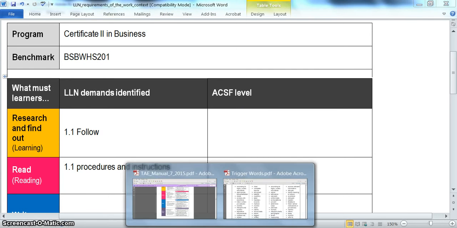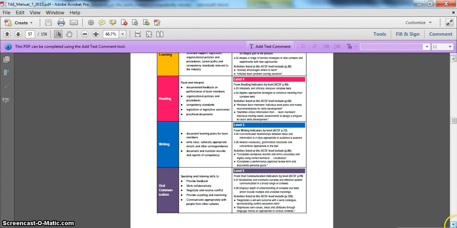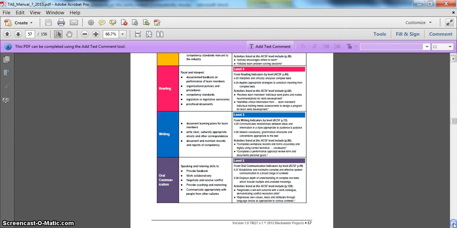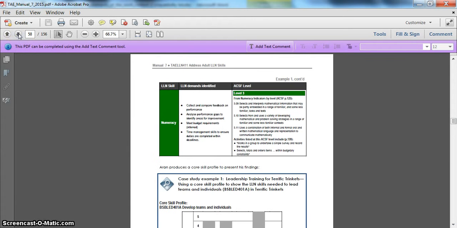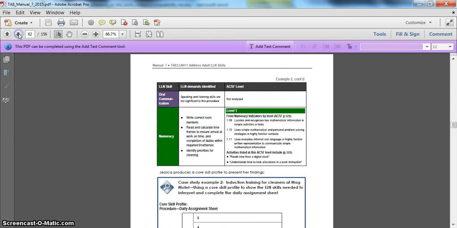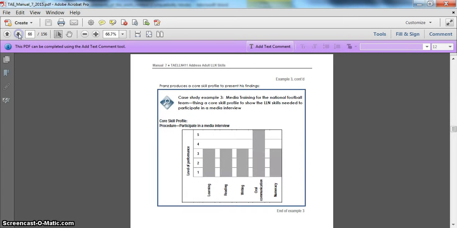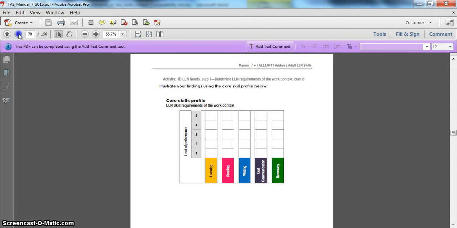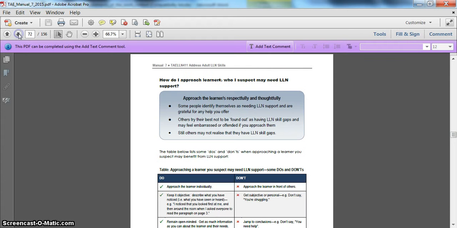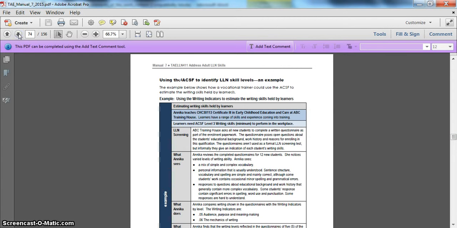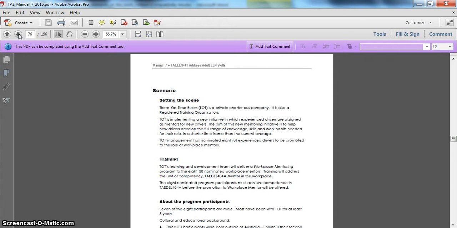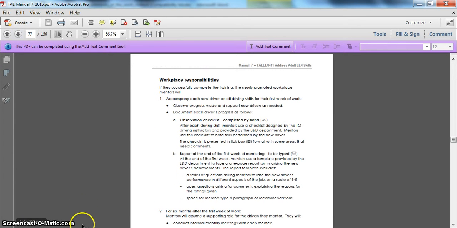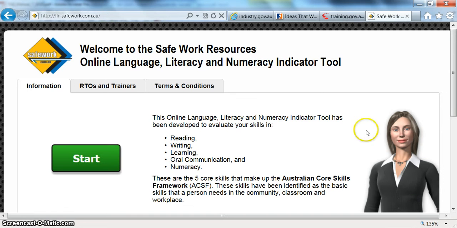When it comes to identifying what the core skill levels of your learner are, you then need to look for LLN identified tools that you would be able to use to assess the LLN levels of your learner. Some of these are available from Precision Consultancy. Some of them are available from the internet. For example, there is one available through safework.com.au. The students work through this online indicator and it comes out with a rating for them.